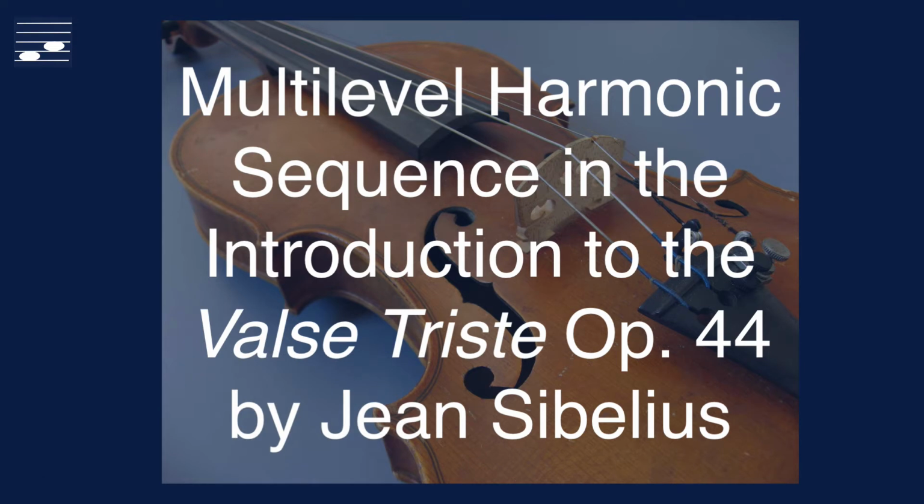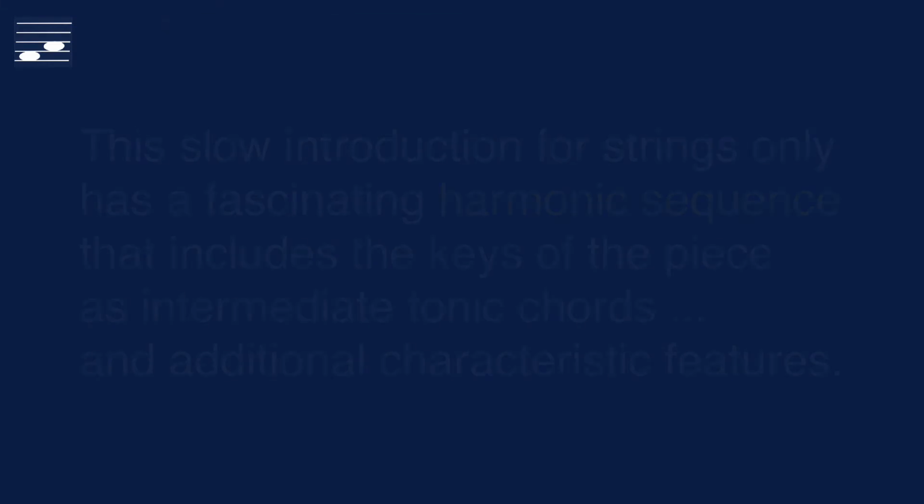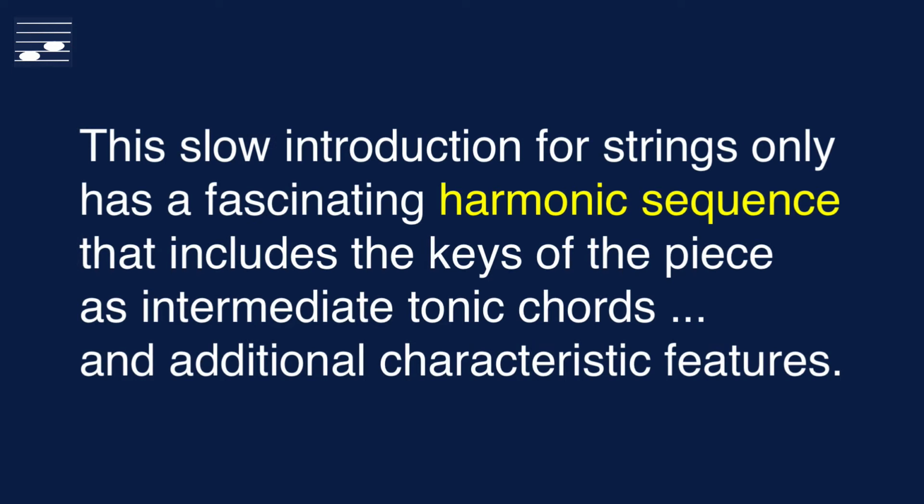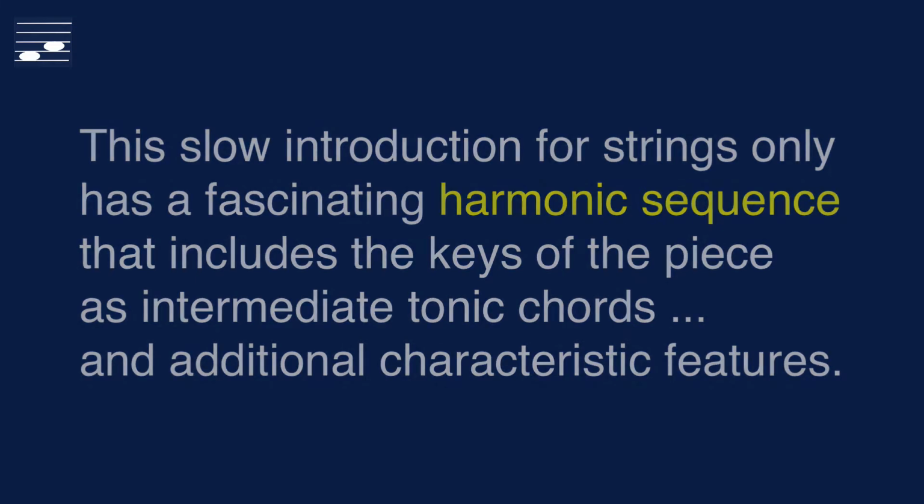Hello, in this movie we will look at the multi-level harmonic sequence in the introduction to Jean Sibelius' Valse Triste, Opus 44. This slow introduction is set for string section only. The opening 40 measures contain a fascinating multi-level harmonic sequence. In it we find the essential keys of the piece as intermediate tonic chords. There are several characteristic elements that I will discuss in this tutorial.